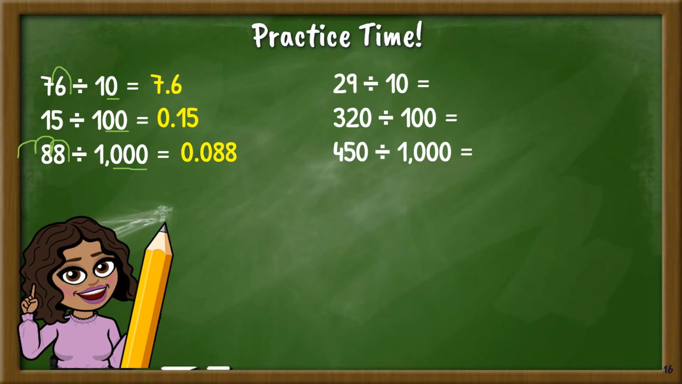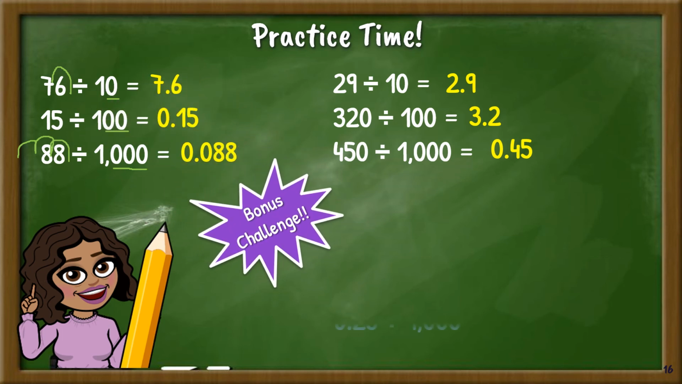29 divided by 10. Great! It is 2.9. 320 divided by 100. Fantastic. The quotient is 3.2. 450 divided by 1,000 is equal to, you are right, 0.45.